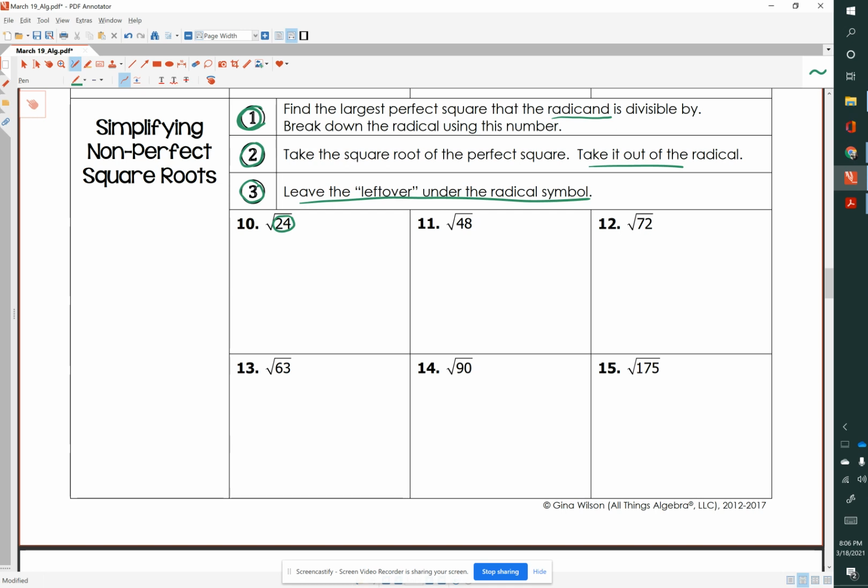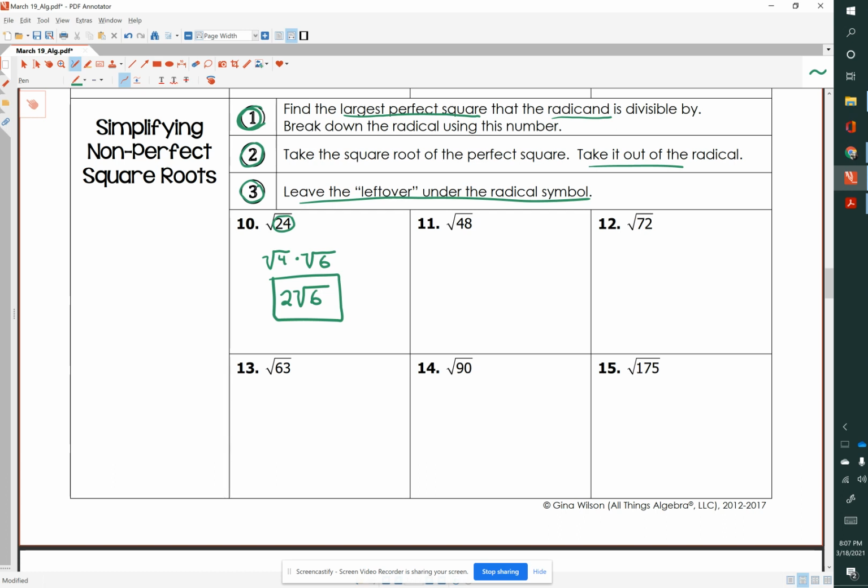So if we have a square root of 24, the largest perfect square in 24 is 4. So we can have the square root of 4 times the square root of 6, because 6 times 4 is 24. Well, 4 is a perfect square, so that would be 2, because 2 times 2 is 4, but we'll leave 6 under the radical symbol.